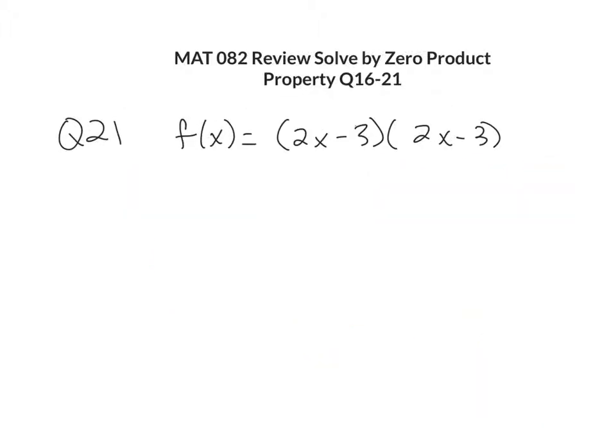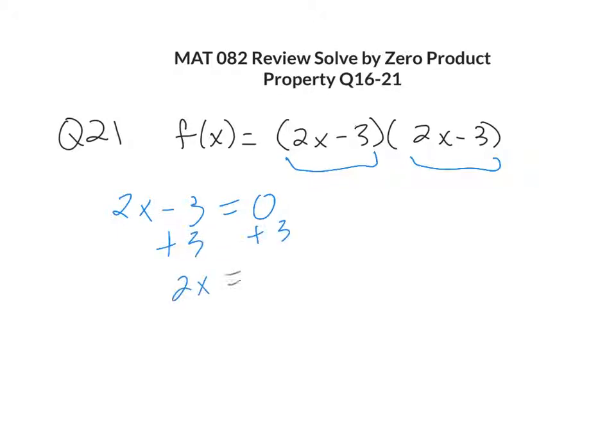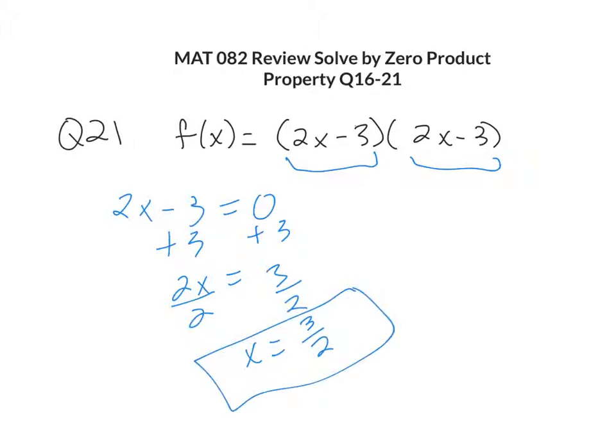This is the last question about the zero product property. And we'll see that this time these are exactly the same, so I really only need to solve it once. 2x minus 3 equals 0. I'm going to add 3 to both sides. 2x equals 3. And then I can divide by 2, and I get 3/2. And this is my only solution. So what that would mean is that your vertex would actually be on the x-axis at 3/2.